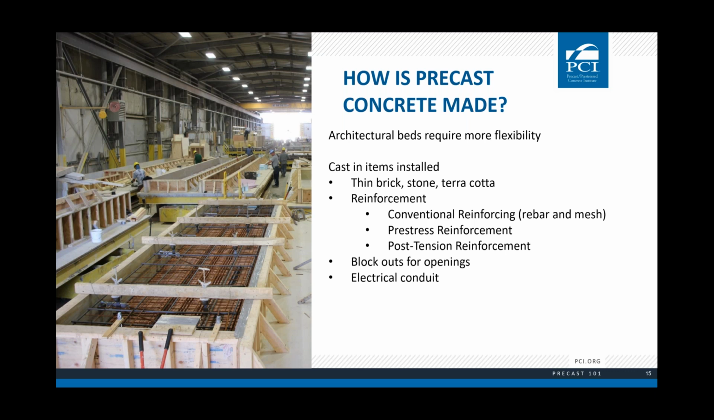Now, moving back over to custom architectural casting beds, they typically start with a large flat bed, usually 40 to 60 foot long, 12 to 15 foot wide. The panel molds are custom built to just about any shape, size, or configuration, as you will see in some of the project examples. But once the mold is complete, cast-in items such as thin brick, stone, terracotta, along with reinforcement, blockouts, electrical conduit, backforming, etc., are all inserted.